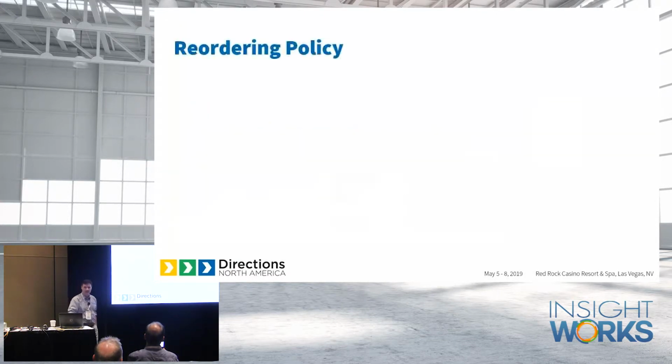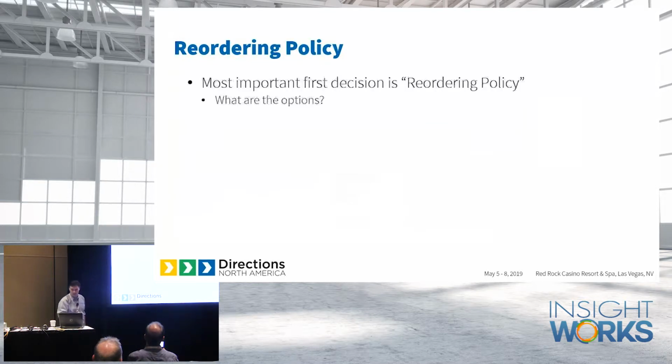Planning parameters. The fun starts here. So first of all, reordering policy. This is the most important thing. When you're doing automated planning, reordering policy determines how you're going to replenish that stock. Well, no, that's a bad way to put it. Replenishment determines whether you buy, make, or whatever. This determines how many or how you're going to do that planning. So what are the options for reordering policy?